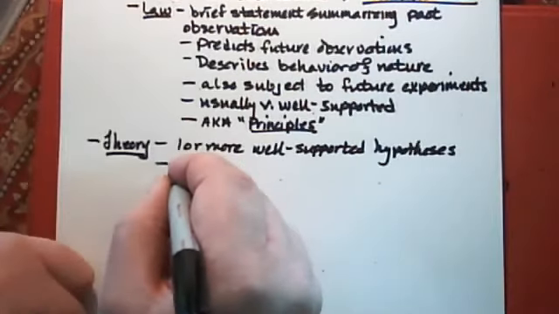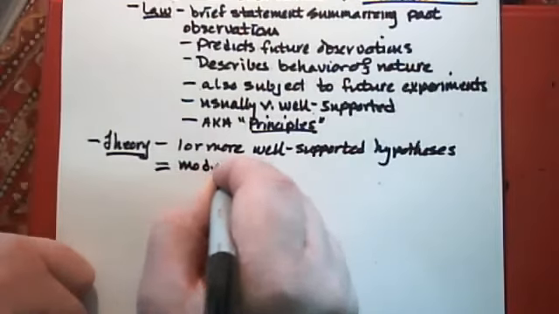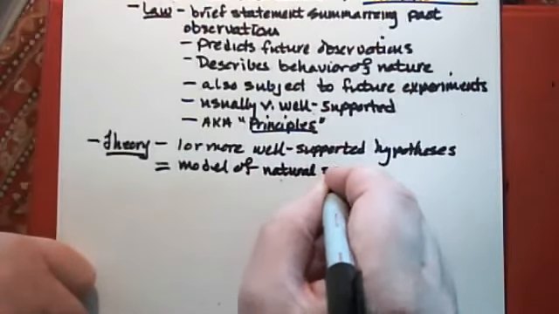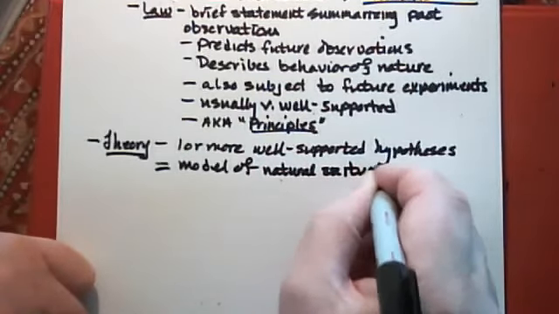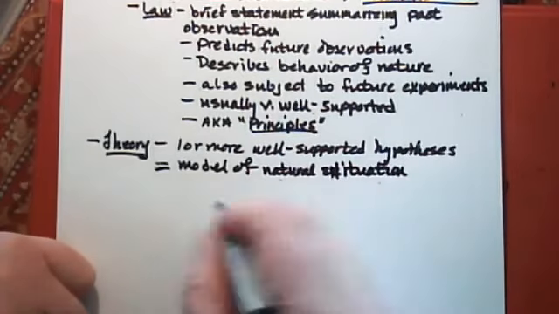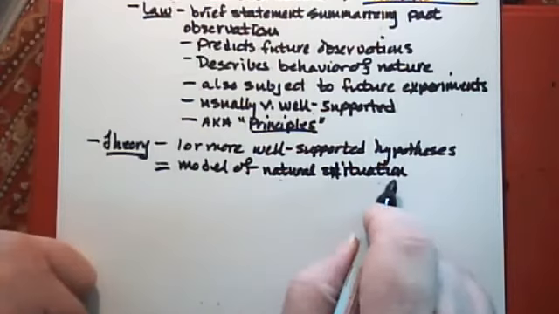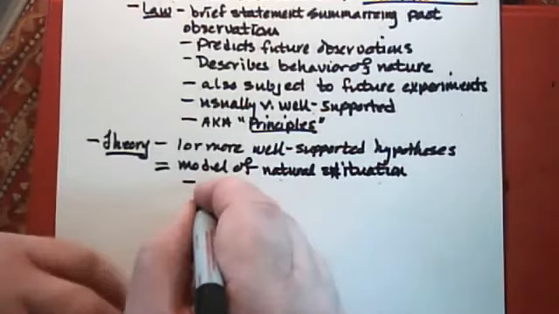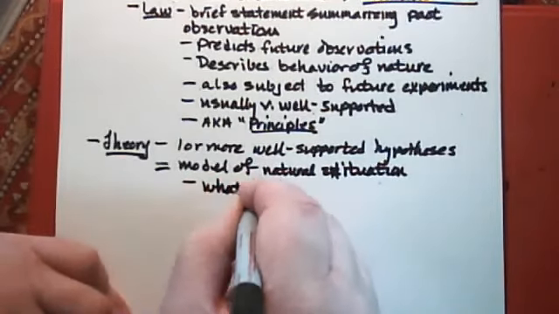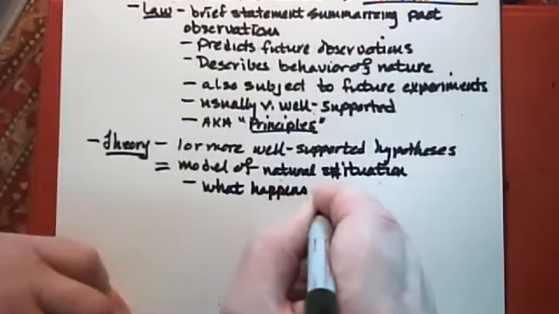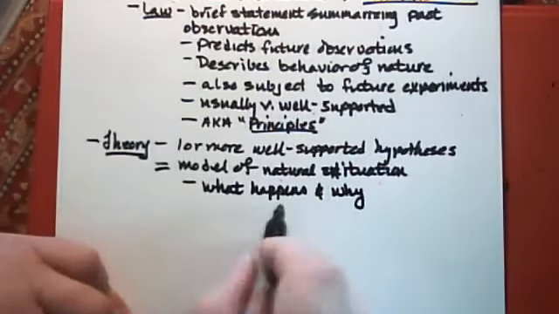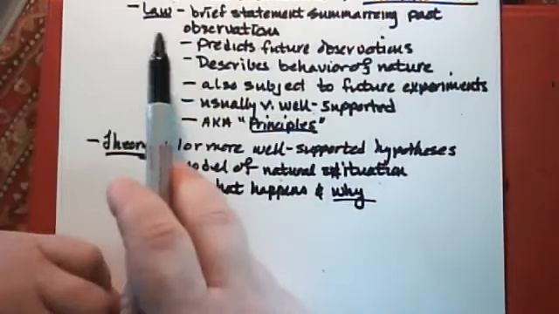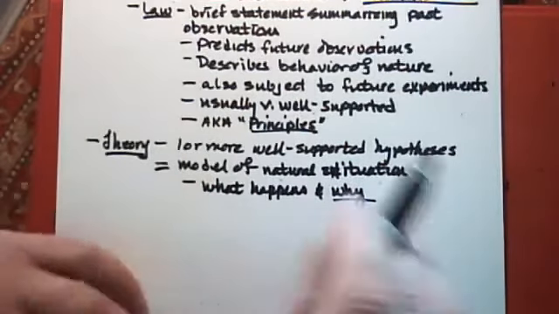Okay, a theory can be thought of as a model of a natural situation, where the theory not only tells you what happens, but it tells you why it happens. Whereas a law generally just tells you what happens in a very narrow set of circumstances.